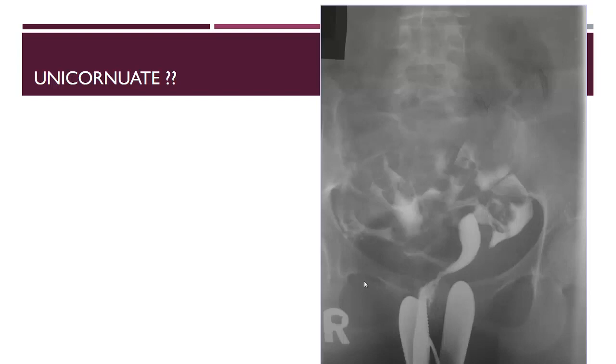Another case, is this unicornuate? Could be, but I couldn't say. I couldn't see both tubes, just I see the spill, and this is a faulty technique. You must take an early film in order to see the early filling of the fallopian tubes. But again, it is displaced and pushed to one side of the pelvis.